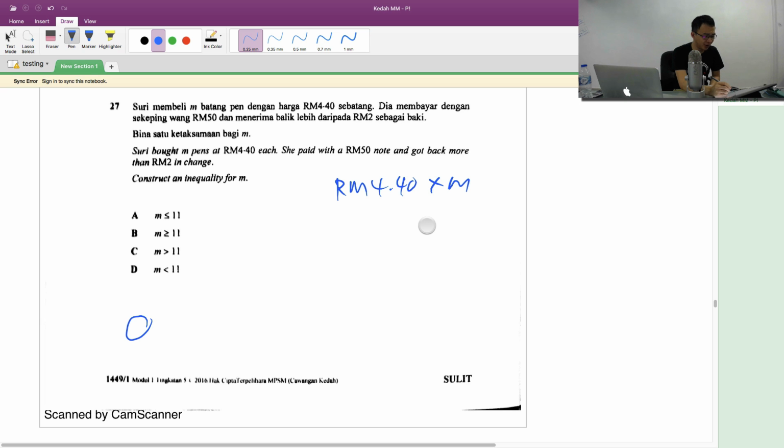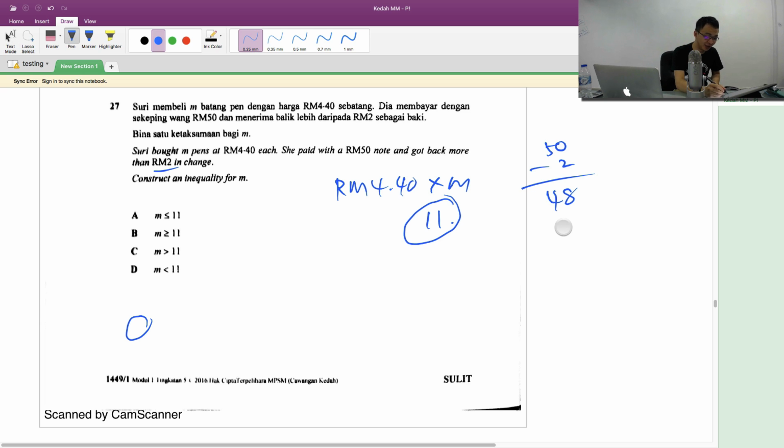So what I will do here is, I just take 50, I divide it by 4.4, to see how many I can actually buy. Because I have $50, each book is 4.4, so I divide by 4.4. Maximum I can buy 11 books. I cannot buy more than 11 books. But the question wants the change to be more than 2. So I cannot use 50 then, because more than 2, that means I have to do 50 minus 2. I get 48. 48 divided by 4.4.